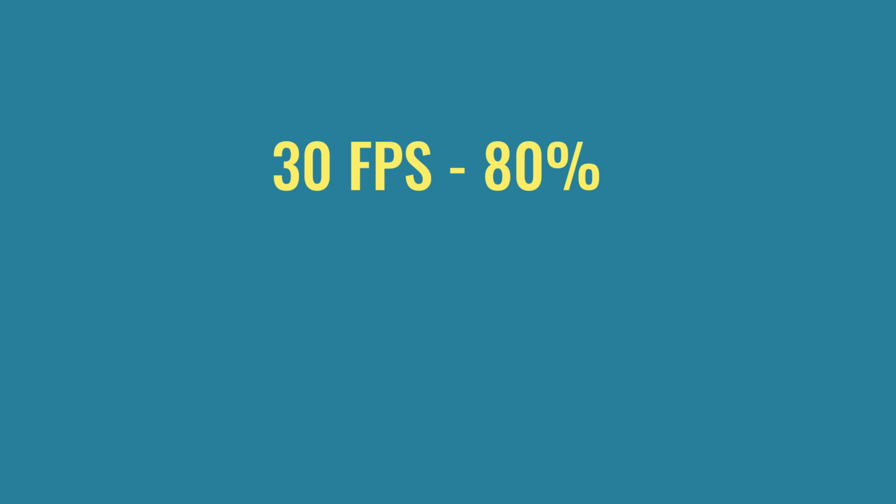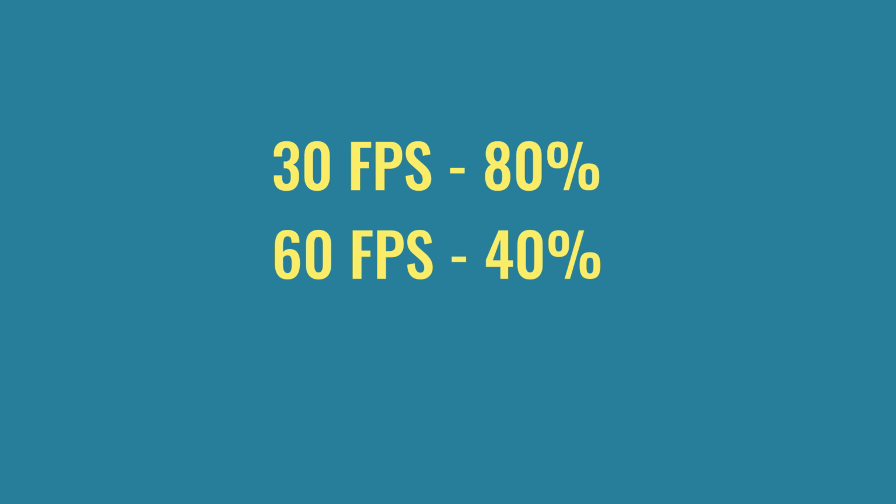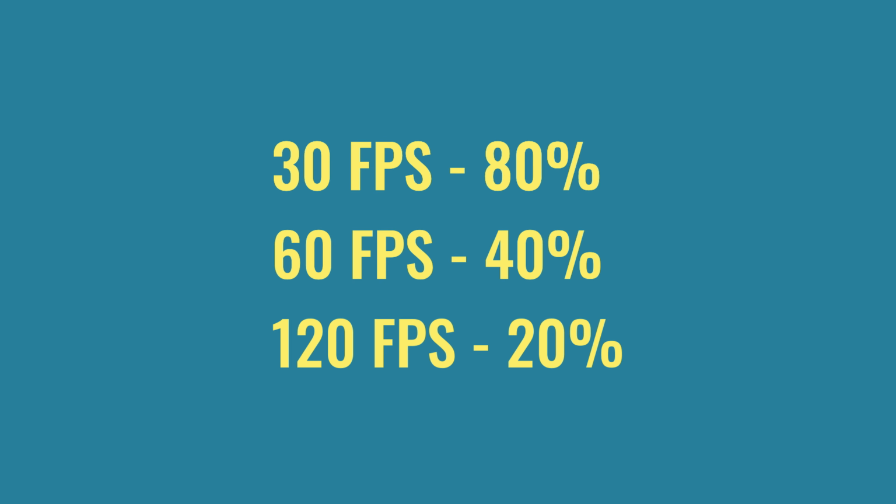But 24 or 25 frames per second, that's for real-time footage. If you want to slow down things, then of course you need a higher frame rate. 30 you can slow down by 80%, 60 frames per second by 40%, and 120 frames per second by 20%.